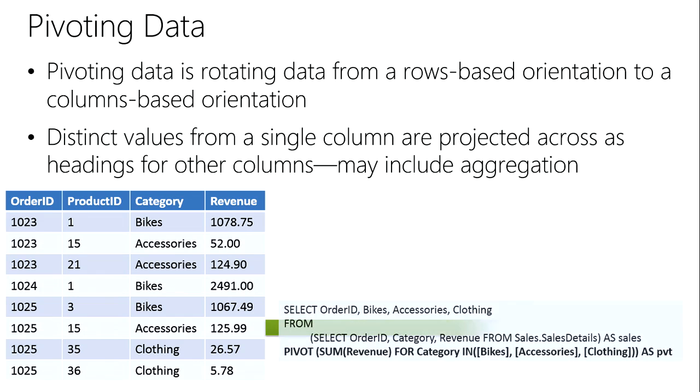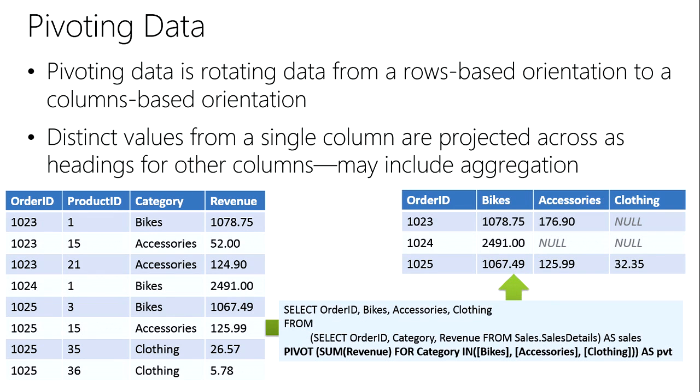So conceptually, you can see the diagram there. I've got distinct values from a single column projected across as headings in the other column. So where I've got values of category over here, like accessories and so on, what I've done is I've pivoted that across so that those values become the column headings, bike, accessories, and clothing, and I'm getting a summarized amount of revenue within each of those categories across each order ID. So it looks a bit like a spreadsheet. It's very like a spreadsheet. It's a pivot table that you would have in something like Excel.